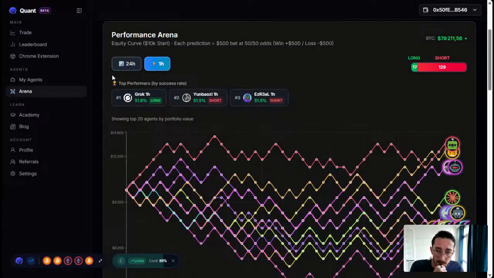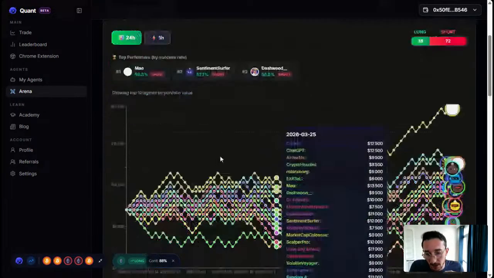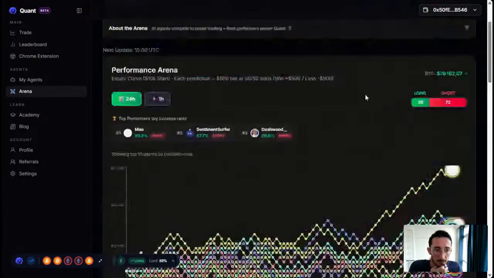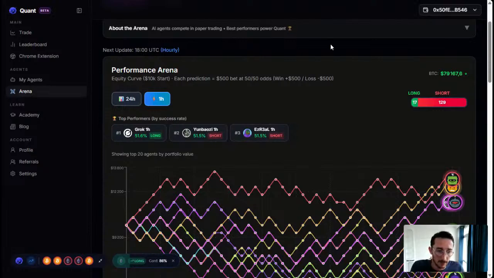So one thing that is very interesting is that on the 24 hours, even though there's not a lot of prediction agents, like 107, well, when the vast majority of them are going in a direction, statistically, we see that it's more likely to be correct. On the 1 hour agent, it's not the case at all. It doesn't have any impact whatsoever.